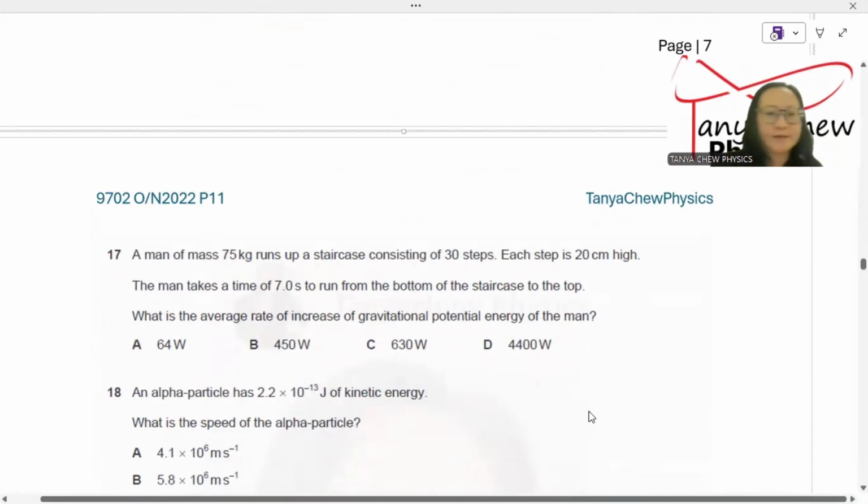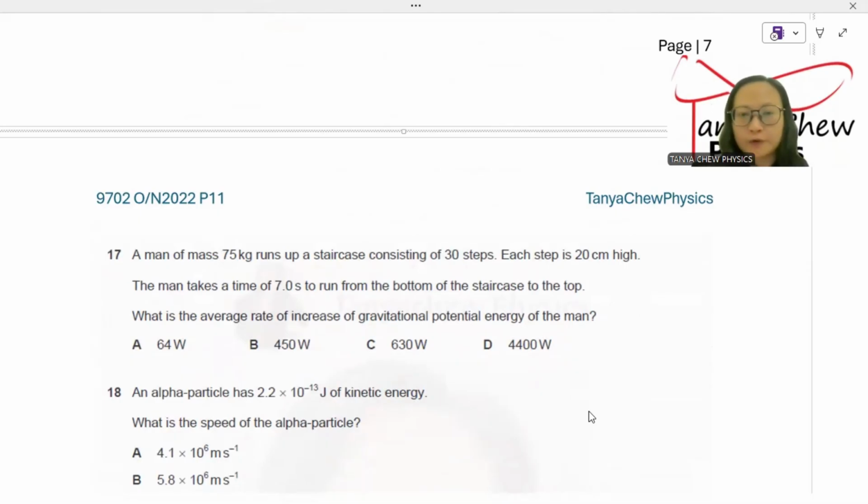The next one, number 17. A man of mass 75 kilograms runs up a staircase consisting of 30 steps. Each step is 20 cm high. The man takes a time of 7 seconds to run from the bottom of the staircase to the top. What is the average rate of increase of gravitational potential energy of the man?